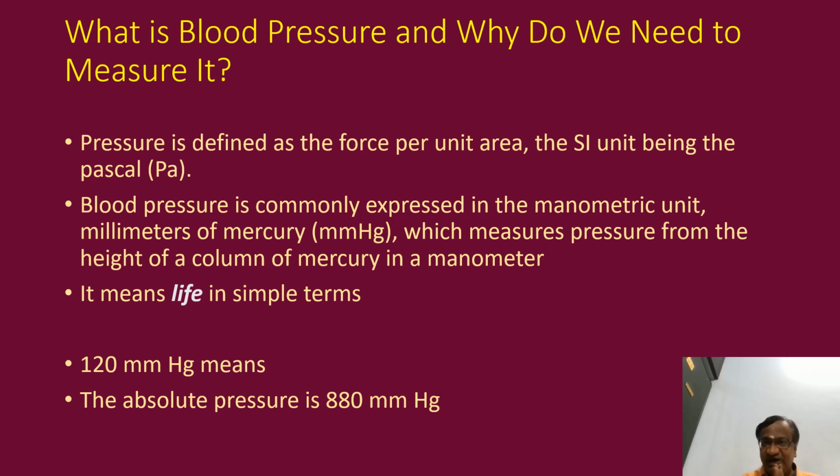So now, if you say 120 millimeters of mercury, the absolute pressure is 760 plus 120, that is 880. If you say 120 millimeters of mercury, it means 120 above the atmospheric pressure. That is 880 absolute, but we don't say that, to avoid confusion.